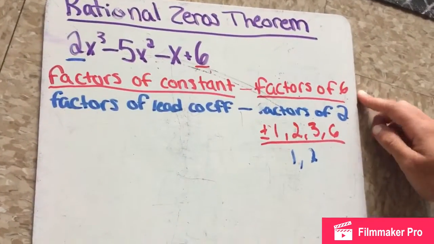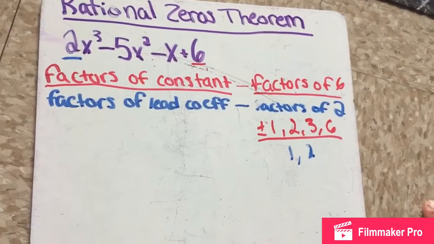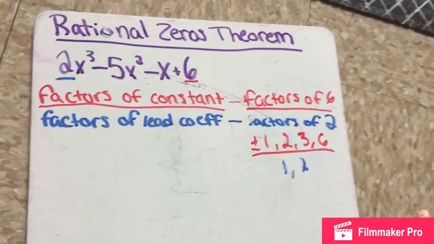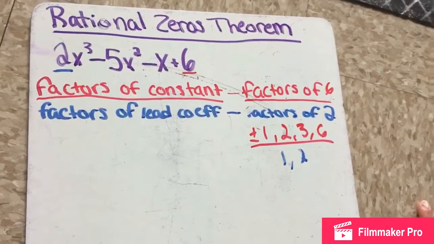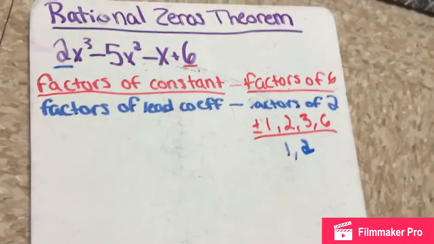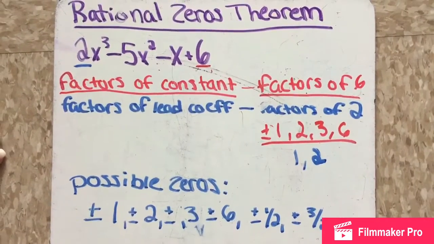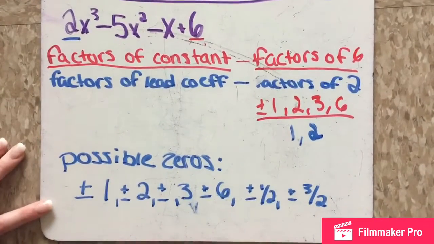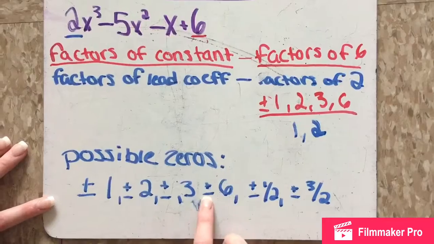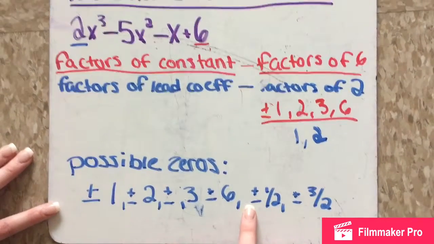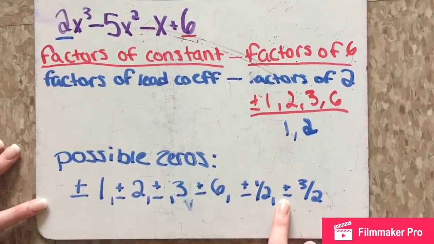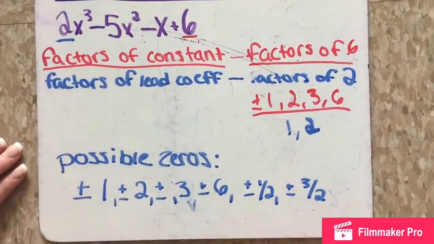So the factors of the constant, which is 6, are 1, 2, 3, and 6, and they're all either positive or negative, and the factors of the leading coefficient are 1 and 2. So the possible zeros are positive or negative 1, positive or negative 2, positive or negative 3, positive or negative 6, positive or negative 1/2, and positive or negative 3/2. And you have to plug in each one of these to find the real possible zero.